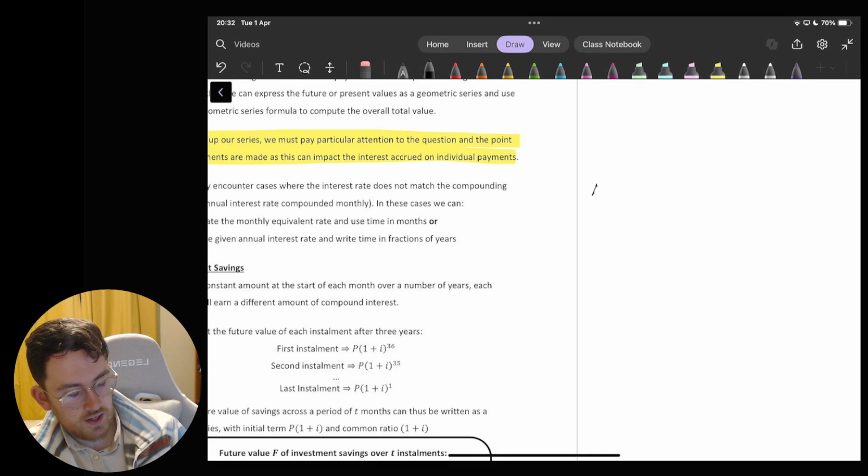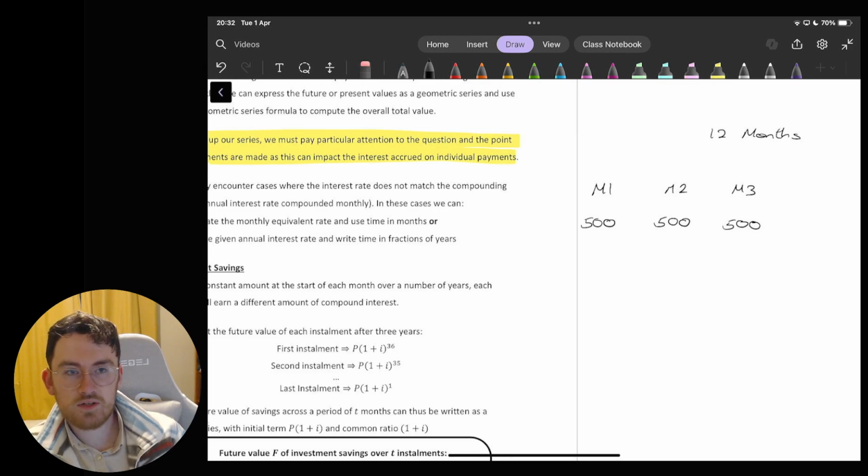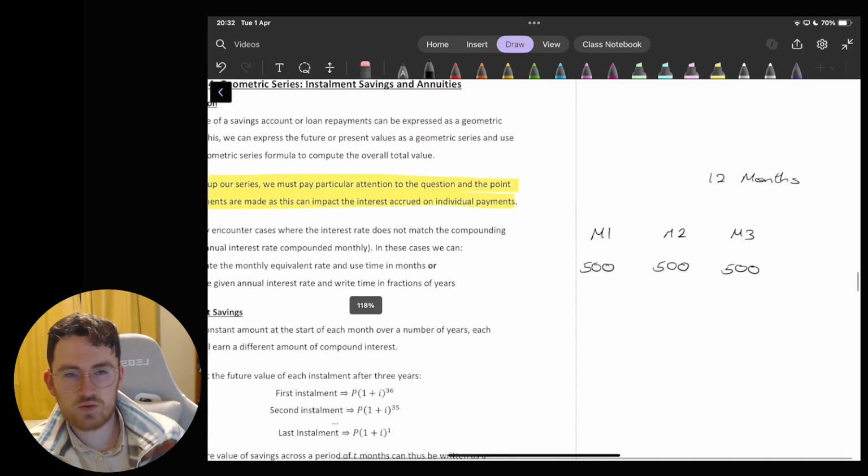So let's do month one. I am putting €500 into my bank account. Then in month two, I'm going to put in another €500. And in month three, I'm going to put in another €500. And let's say I do that for a full year, so 12 months. And I want to see what I'm going to have at the end of those 12 months.